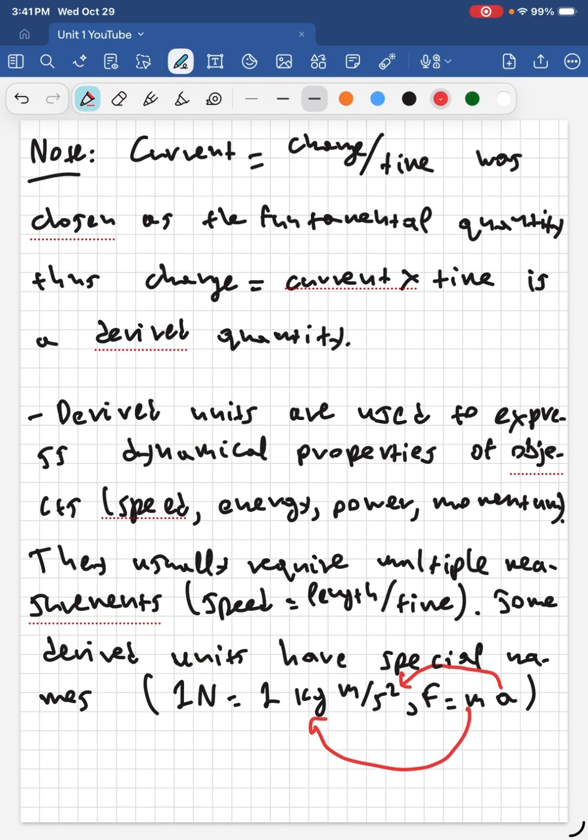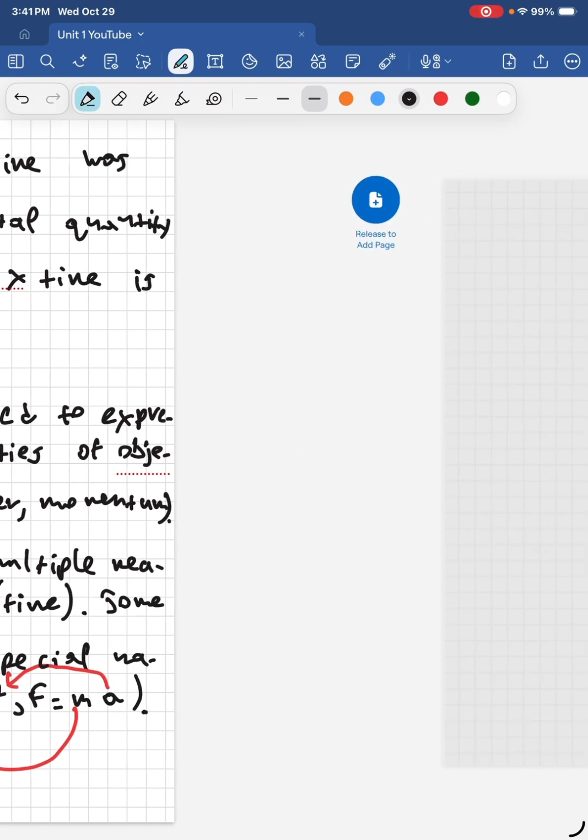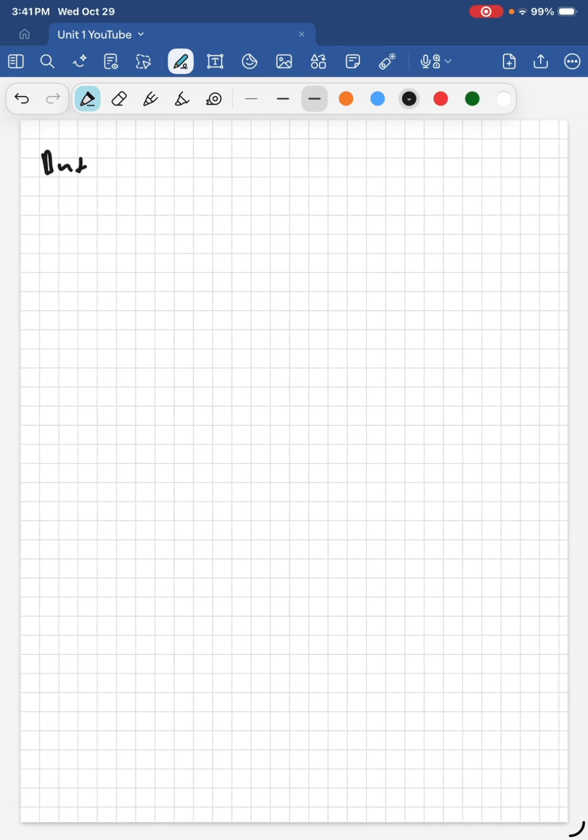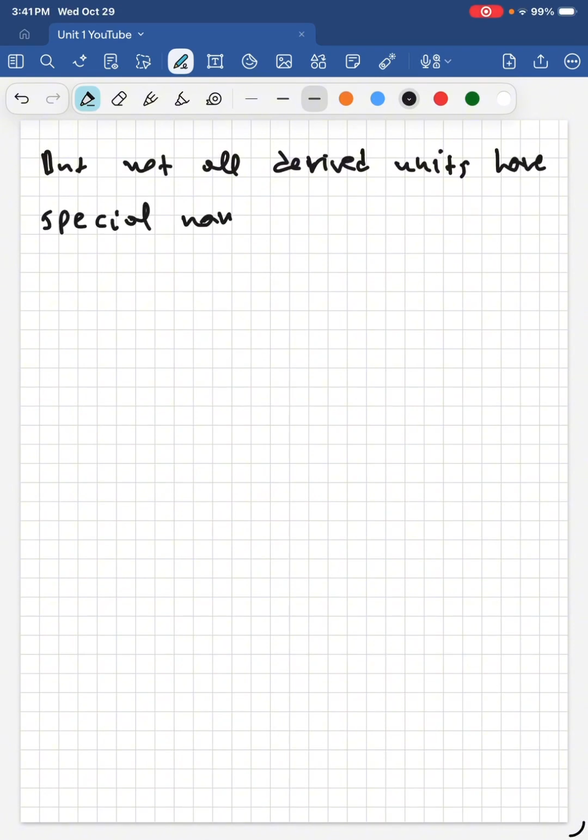But not all derived units have special names. For example, momentum, P, is m times v, and it's just measured in kilograms times meters over seconds. It doesn't have a special name.